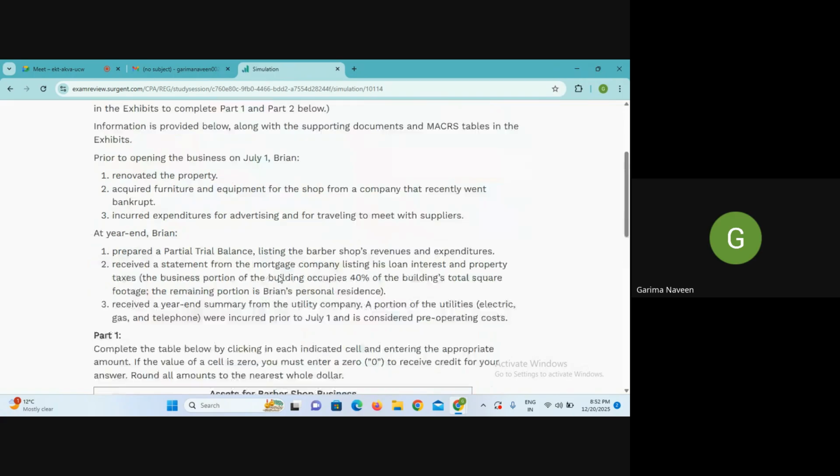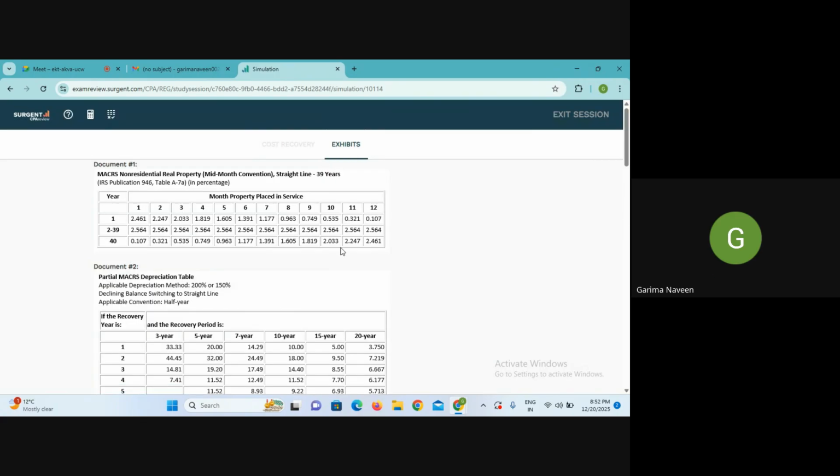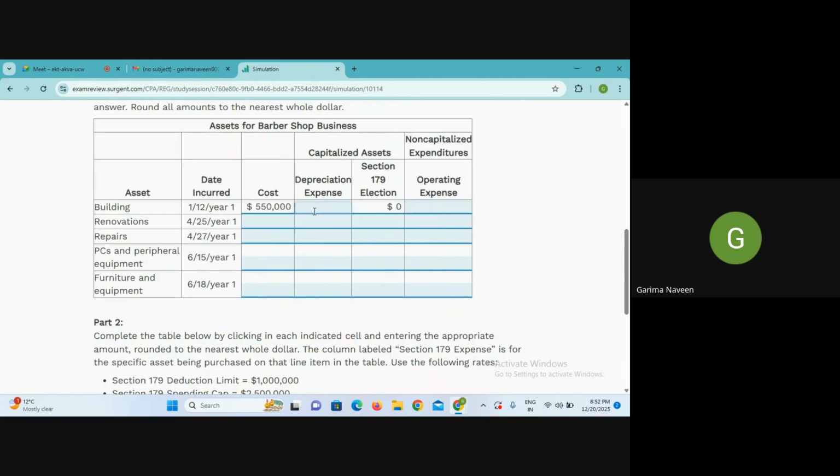So here the month is January. You have to look at this table. 39 years of depreciation will be taken, and for the first year, the property is placed in use in January, so the first month. So you will take this percentage, 2.461. So quickly calculate 2.461 times the cost. How much will it be? Ma'am, 2.461%, right?